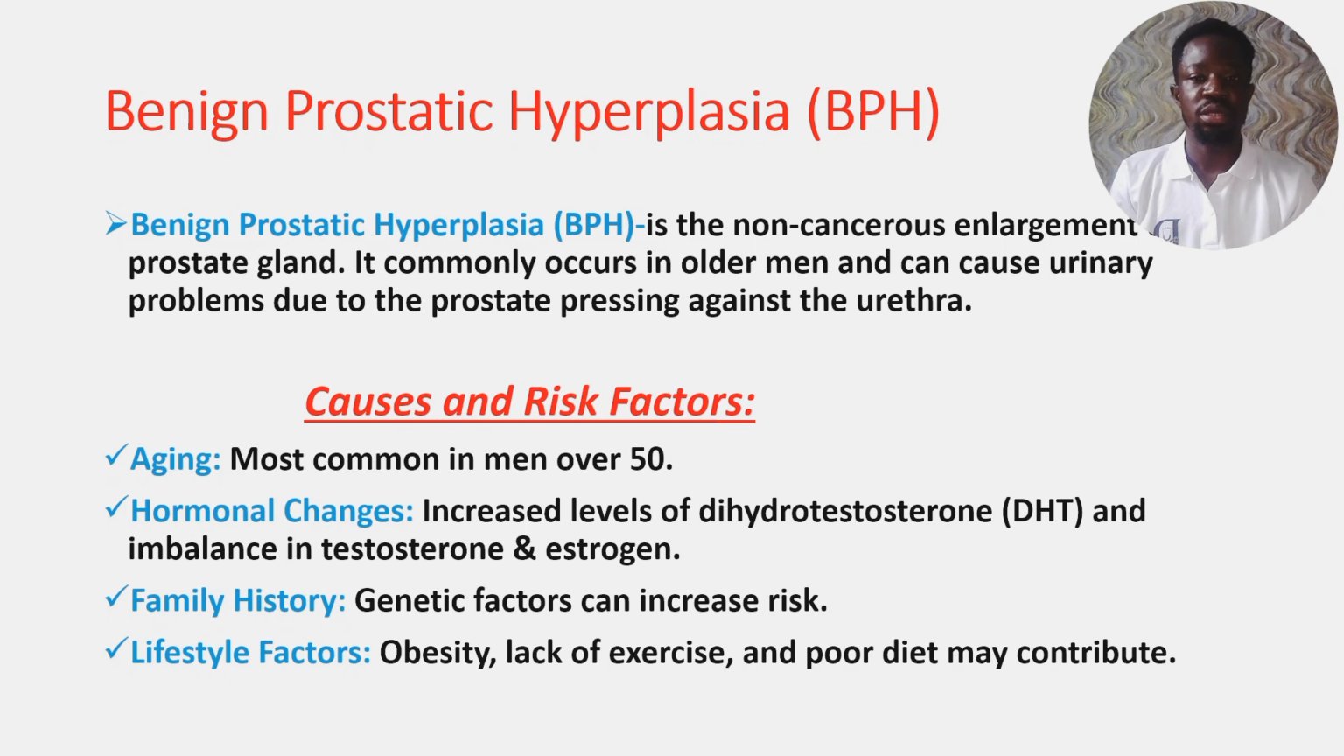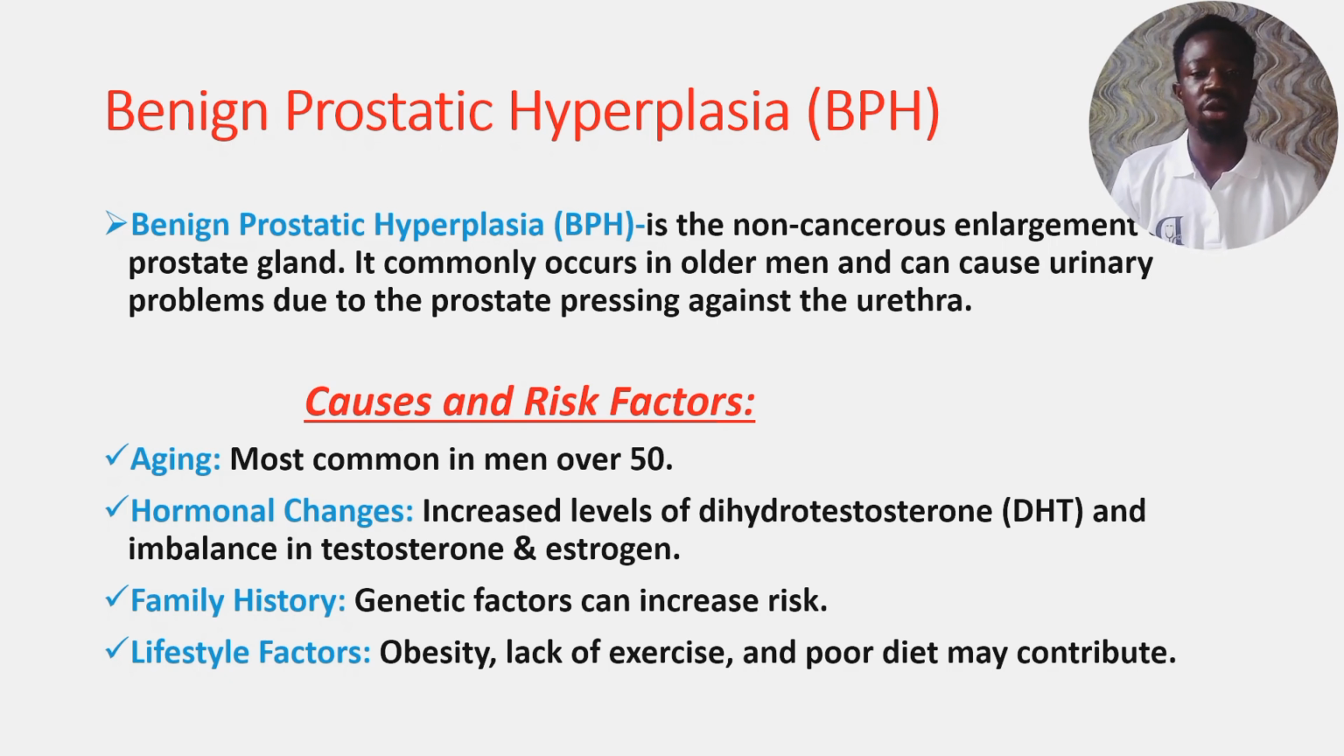It is a non-cancerous enlargement of the prostate gland. It occurs in elderly men and can cause urine problems due to the prostate pressing against the urethra. Here there is an enlargement of normal cells within the prostate gland, and once the prostate gets enlarged, it's going to press against the urethra and cause urine constraint. It's going to cause issues for the patient urinating.